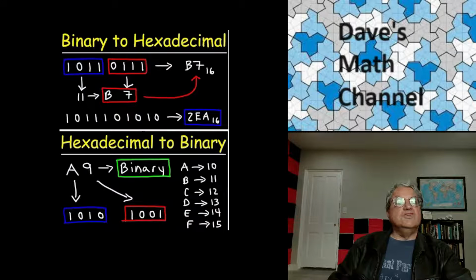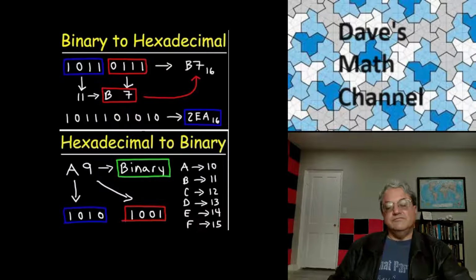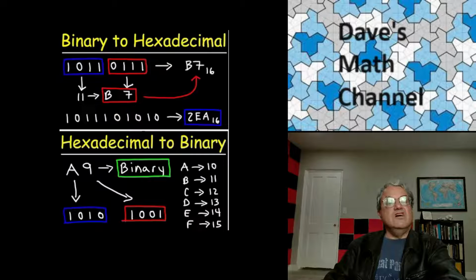For instance, I'll just go through the one on the bottom here. If you're converting the hex number A9 to binary, you would use the code for A, which is 1010, and 9 is 1001. So your answer is going to be 10101001. Anyway, that's how you do that. So it's pretty easy to go to and from binary to octal and binary to hexadecimal.